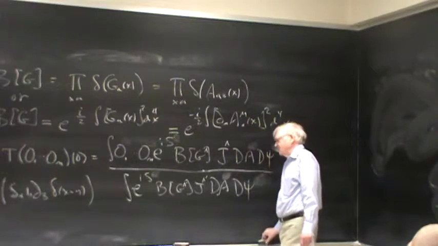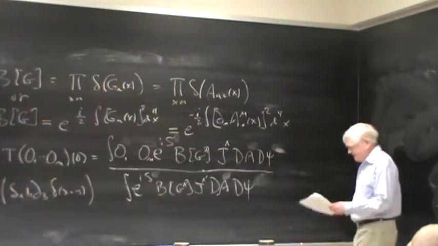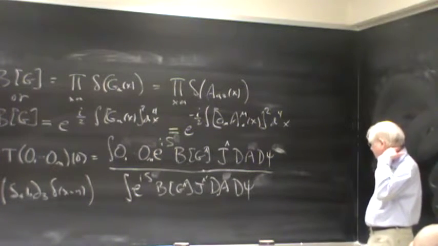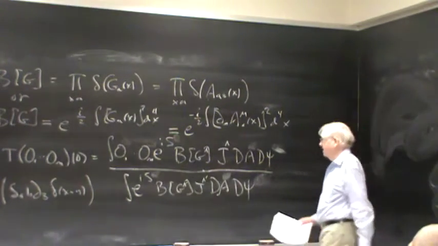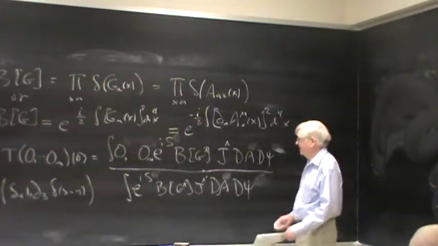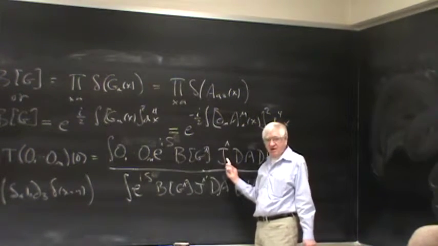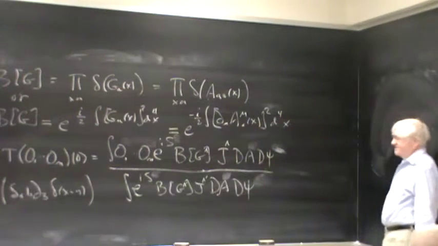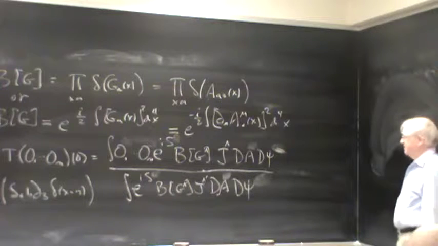For many theories, most theories it is. So that's what we're left with. We're left with some gauge dependence there in the gauge fixing condition and the Jacobian of the gauge fixing condition. And well, that's to be expected, that that's where it would be.